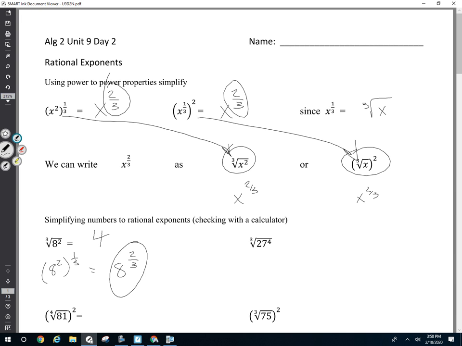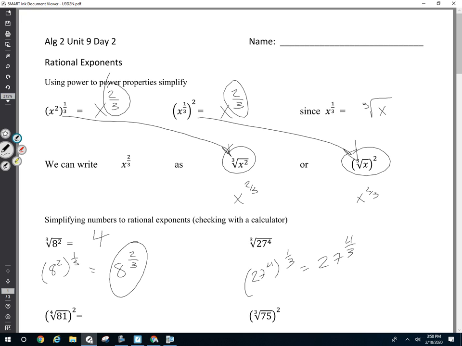Okay, cool. Well, watch this. Cube root of 27 to the 4th. I would write this as 27 to the 4th to the 1/3. And actually, I can write that as 27 to the 4/3. I can type that in my calculator too. What is it, 81? You guys get 81?